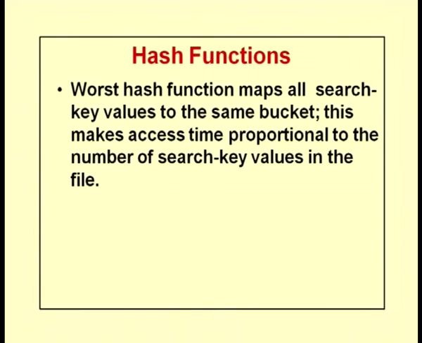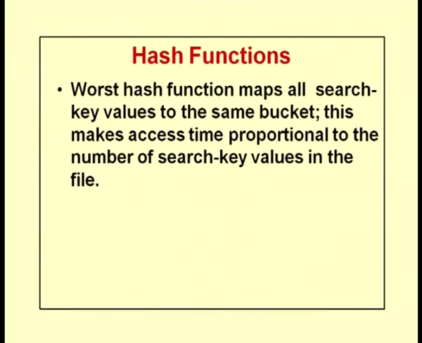Now, the choice of the hash function is very important. It depends on a lot of factors. There are some heuristic functions available, but what will the worst hash function do? It will map all the search key values to the same bucket. That means it is equivalent to not having buckets at all, and so this makes the access time proportional to the number of search key values, while when you use a good hash function, the access time will be less than the number of search key values.